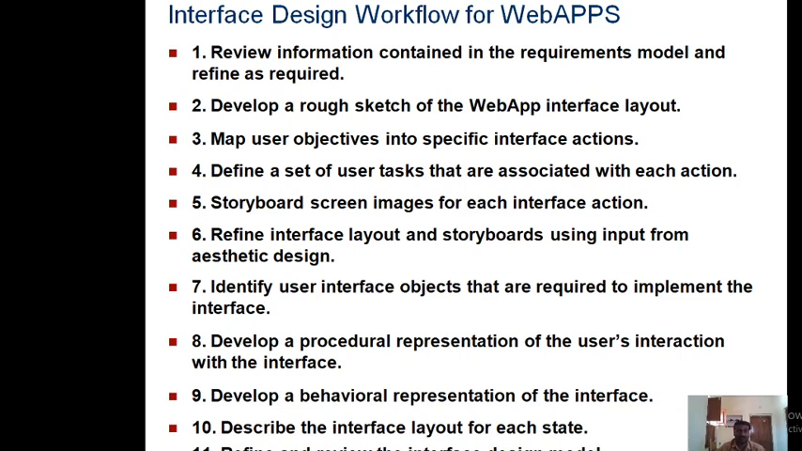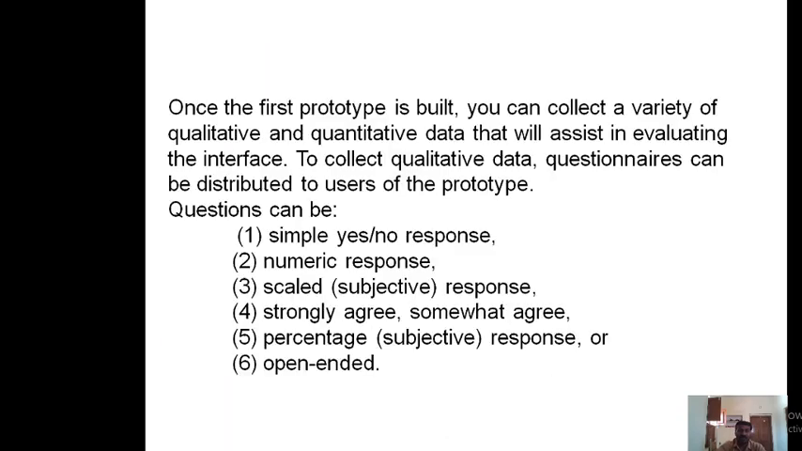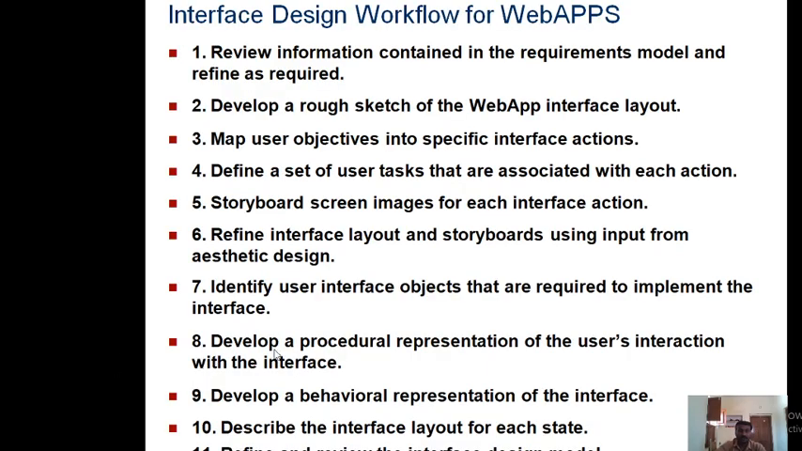Afterwards, in the seventh step, you want to identify the user objects which are required to implement the actual interface. So in the seventh step, you identify the actual interface objects you need to implement in the interface. Then after identifying the objects, you develop a procedural representation for the user interactions, and you develop the behavioral representation. These two representations give you an idea about how you want to develop the actual interface.